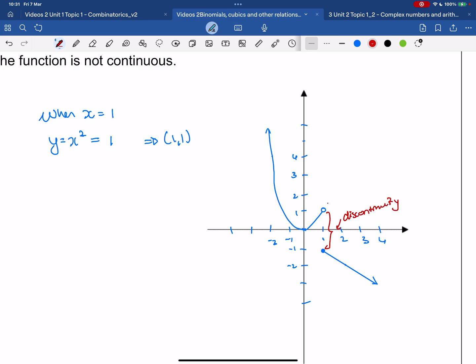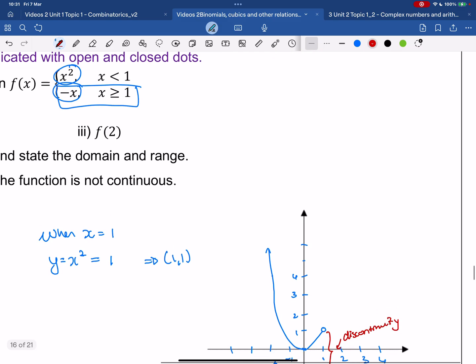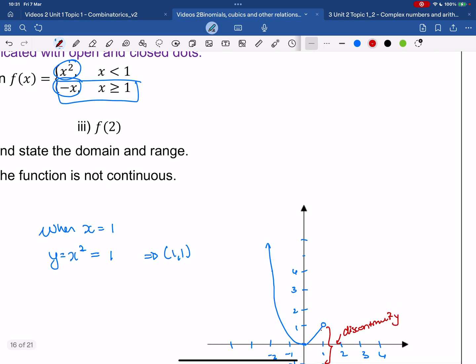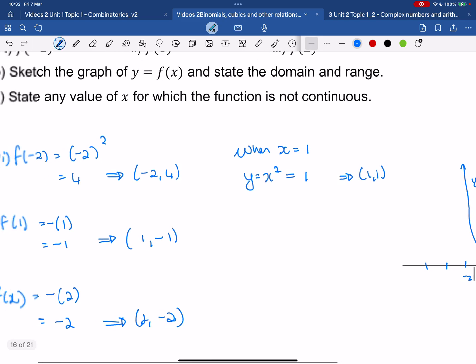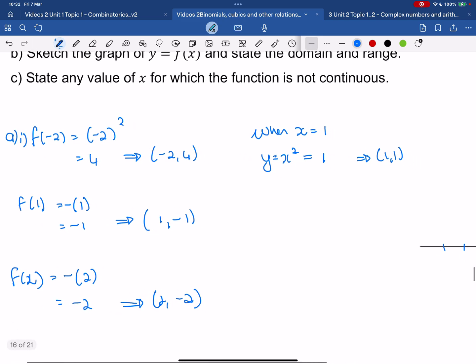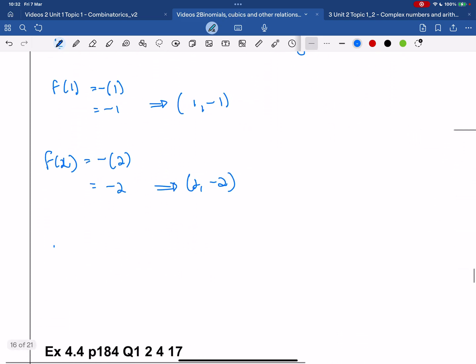And I've got my open circle because on the top function, I'm not including 1 there. If I wanted to find out what was happening at 1, I would have to look at my other function. Okay, so that's y equals negative x. That's y equals x squared. State any value of x for which the function is not continuous. So when x equals 1, there is a discontinuity.